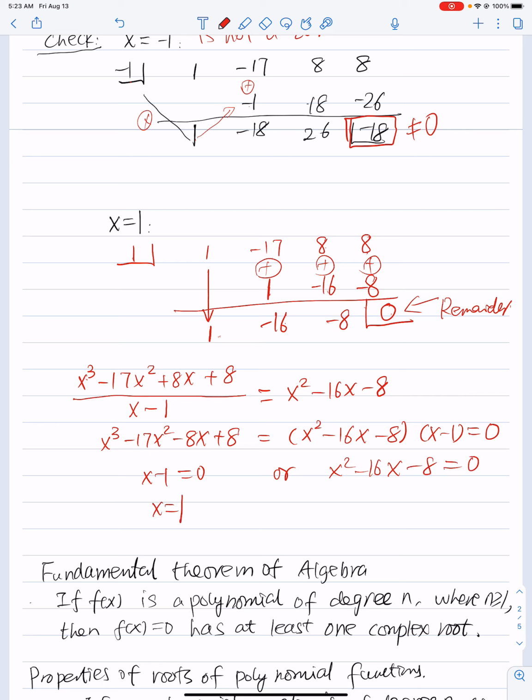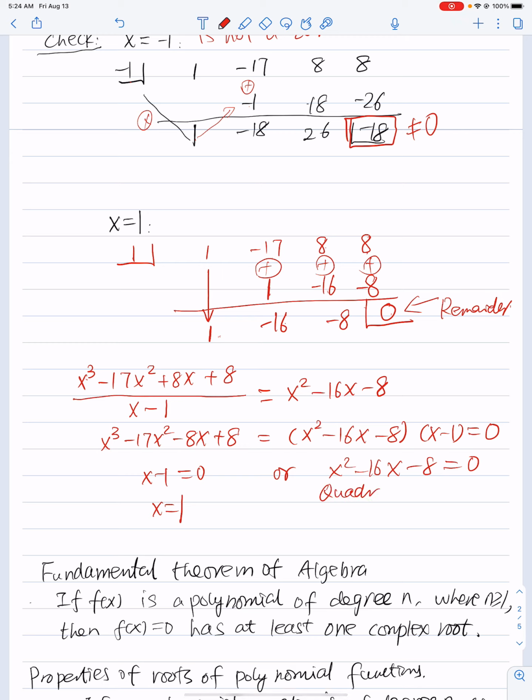So x equal to what? 1. Okay, so you can try to solve this. How could we solve this? Could we factor? No. So then what should we do? Quadratic what? Formula. So I will do it quickly for you.